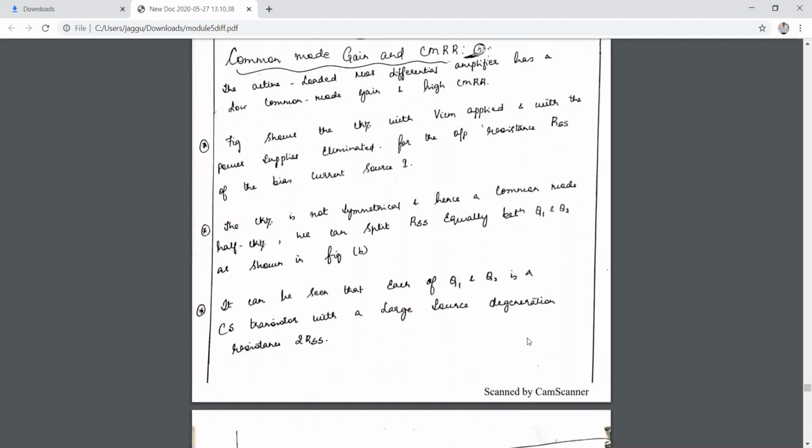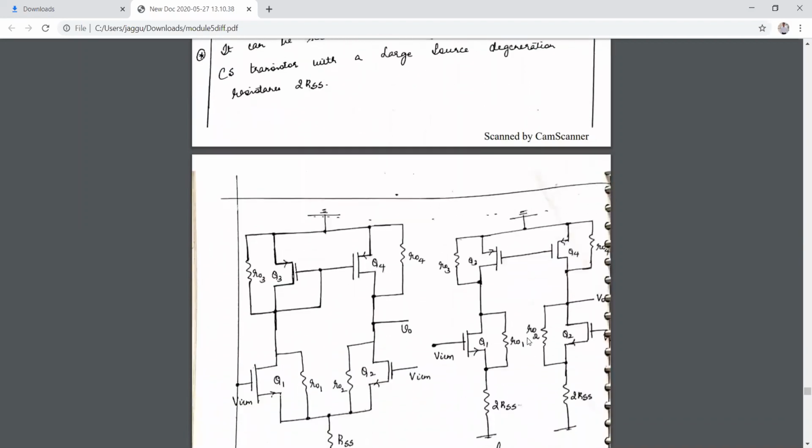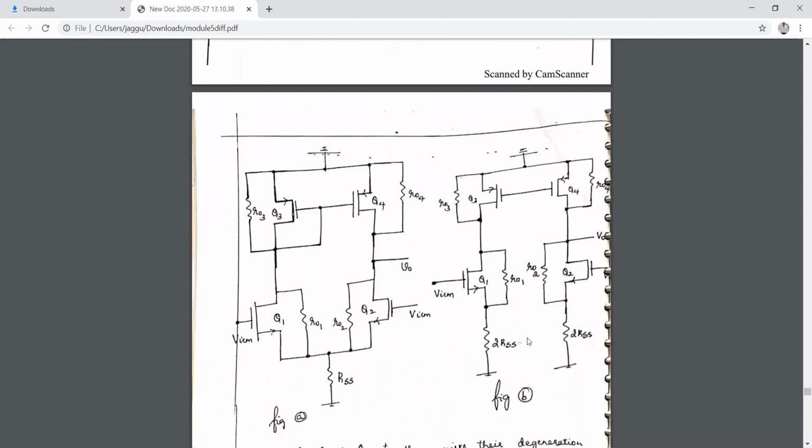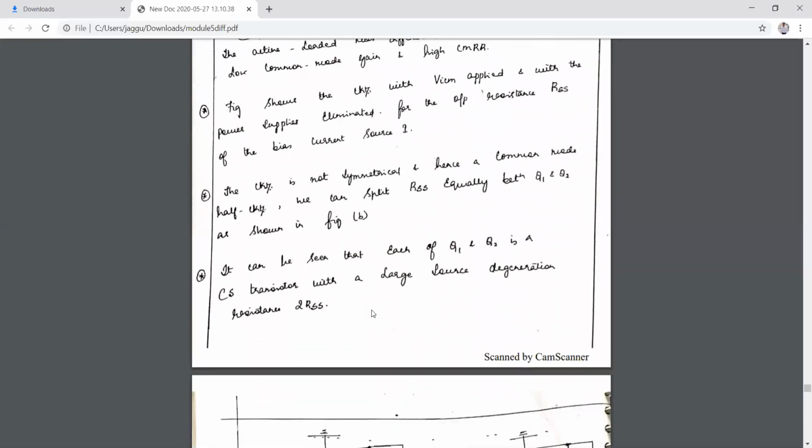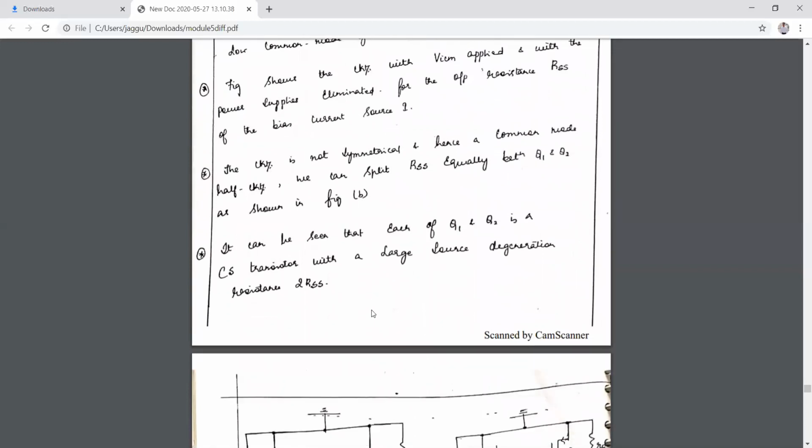The corresponding figure is as shown here. The resistance RSS is considered. In figure B, what has been indicated here is when VCM is applied, as in figure 1, the circuit is not symmetrical, so therefore we have to proceed as shown in figure 2.